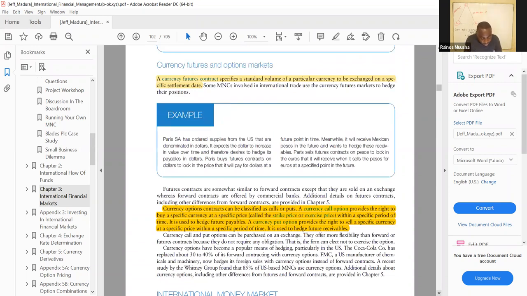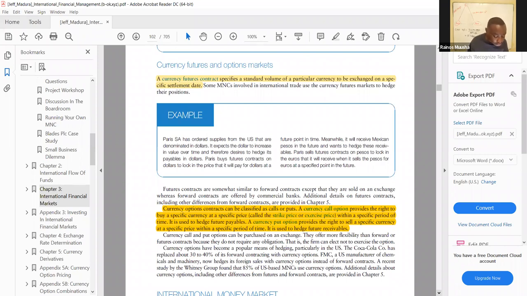Then they also say currency options contracts can be classified as calls or puts. So please take note of those definitions as well, where we say a currency call option provides the right to buy a specific currency at a specific price within a specific period of time. And it is used to hedge future payables. Then a currency put option provides the right to sell a specific currency at a specific price within a specific period of time, and it is used to hedge future receivables.